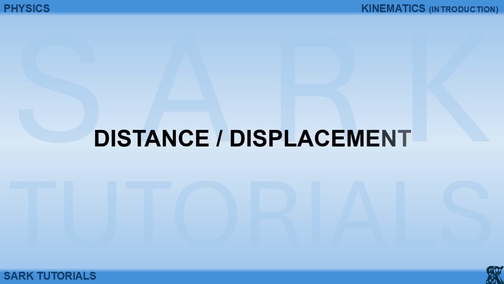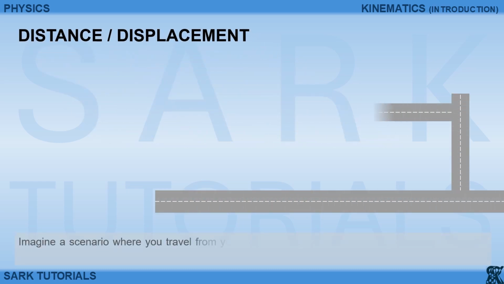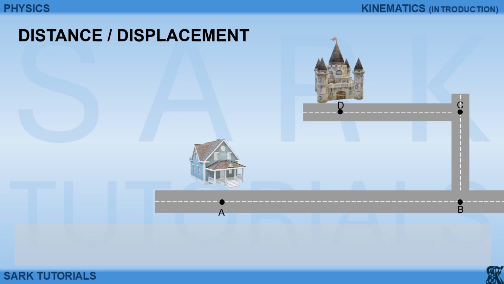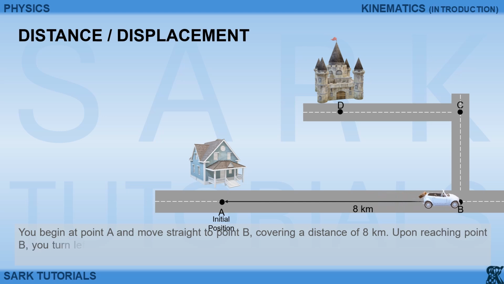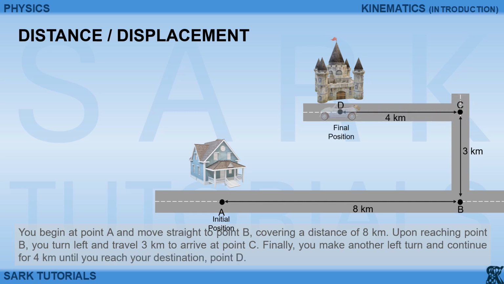Distance and displacement. Imagine a scenario where you travel from your home, point A, to an art gallery, point D, along the route ABCD, as shown in the diagram. You begin at point A and move straight to point B, covering a distance of 8 kilometers. Upon reaching point B, you turn left and travel 3 kilometers to arrive at point C. Finally, you make another left turn and continue for 4 kilometers until you reach your destination, point D.